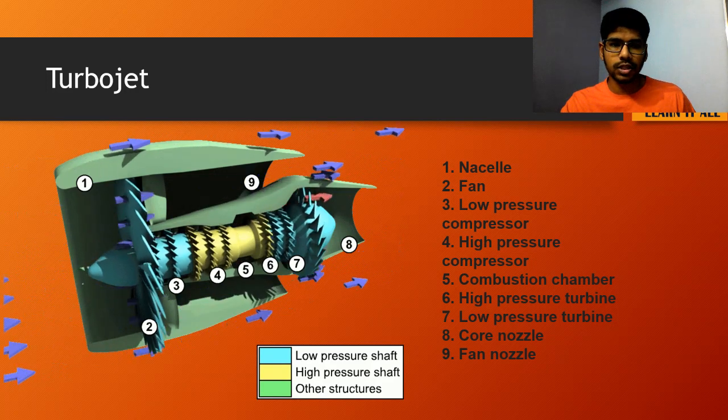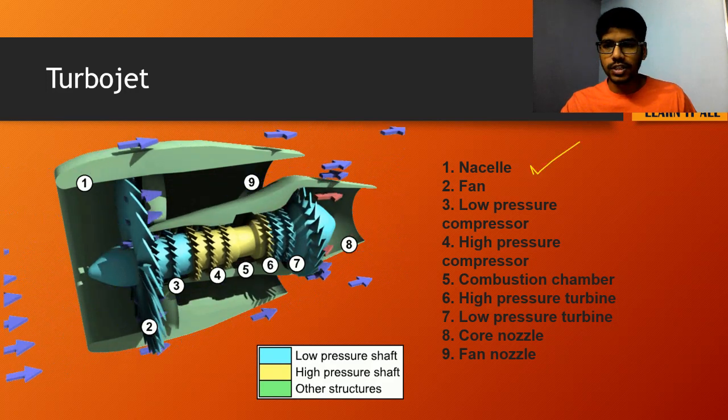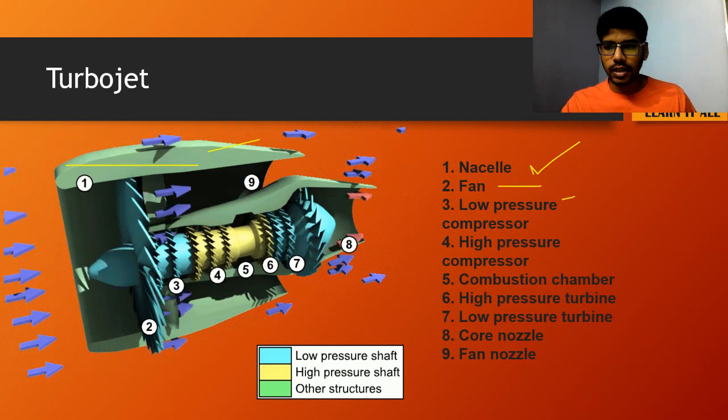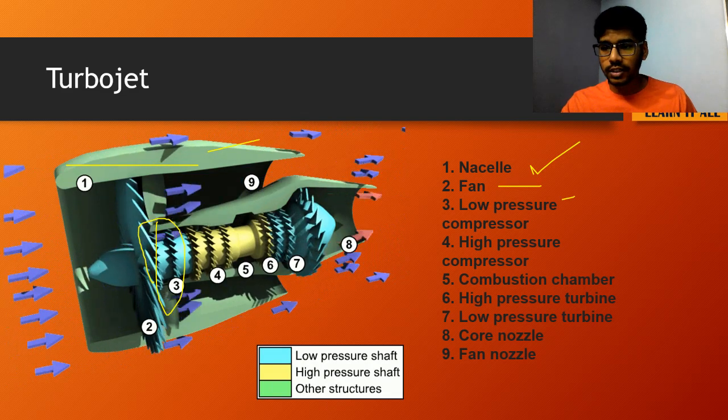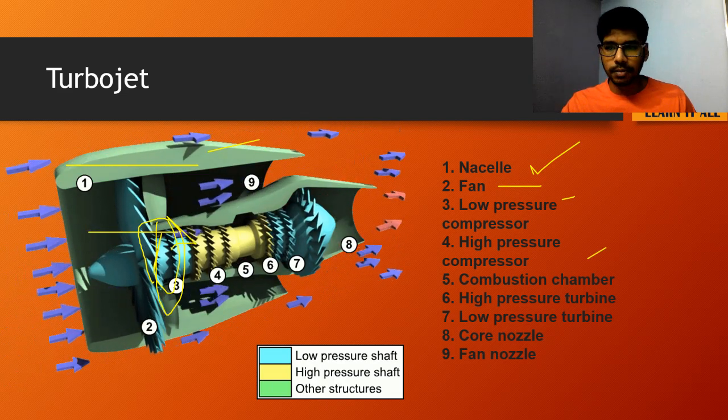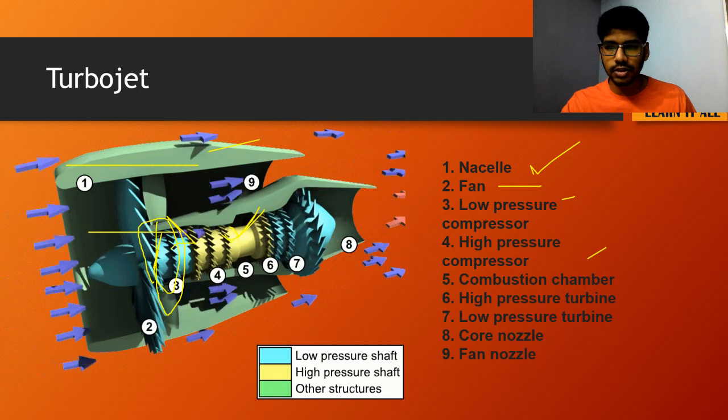This is the turbojet. These are the different parts. Nacelle, which is the external covering which holds all the turbines together. The fan, low pressure compressor. Here the pressure that was created was reduced, and this is the high pressure compressor. So the pressure is actually increased over here.